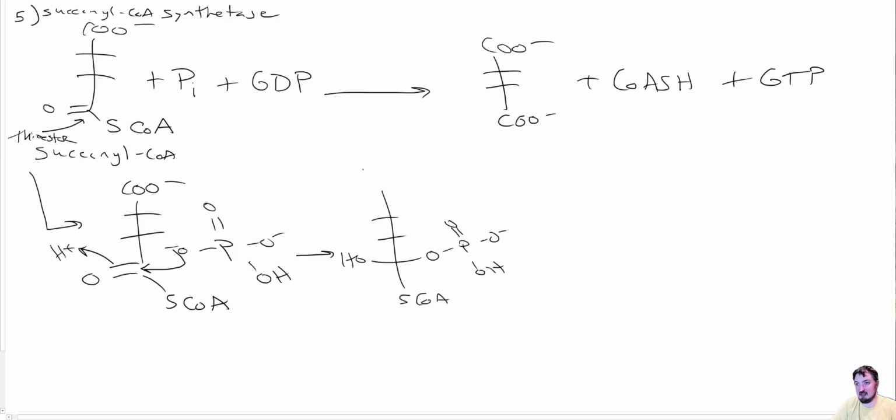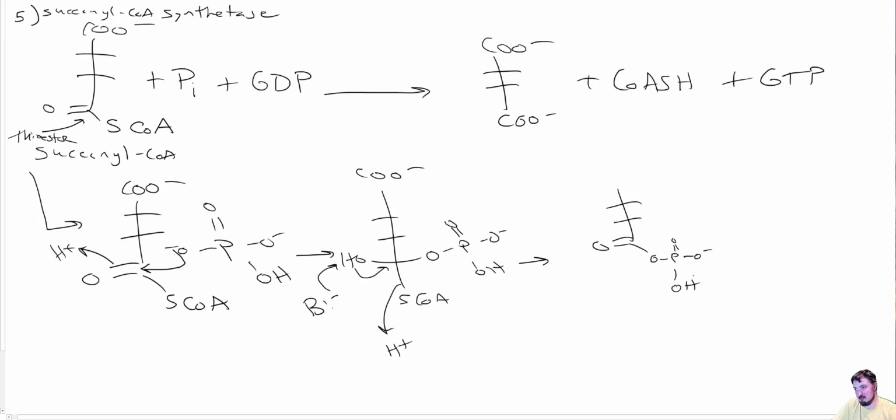And then, of course, these guys. And we're going to kick off our CoA by grabbing a hydrogen. And now we've generated an acetyl or a succinyl phosphate. And that's our key intermediate.